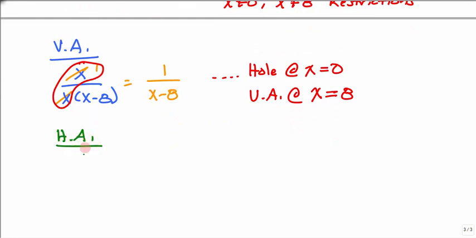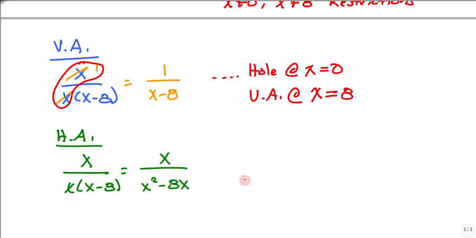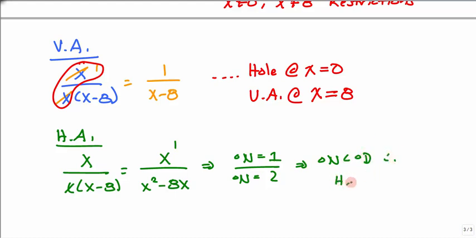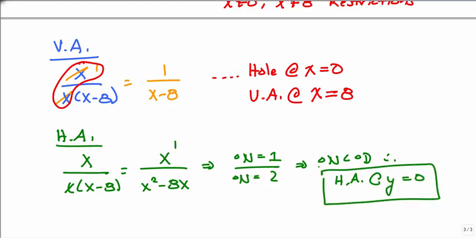For horizontal asymptotes, I had x over the quantity x times x minus 8. Well, if we want to compare the degree in the numerator and the degree in the denominator, I'm going to go ahead and distribute through with that x. So the degree in the numerator is 1, it's an implied 1. The degree in the denominator is equal to 2. And if you notice here, the degree in the numerator is less than the degree in the denominator. Therefore, I have a horizontal asymptote at y equals 0. And these are just the shortcut rules that we listed at the beginning of this lecture. So those shortcut rules are going to be very important to know.